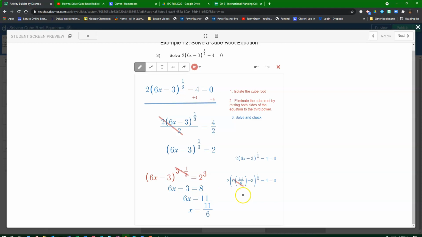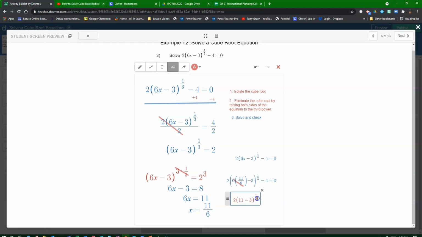So what does that leave me on the inside? That's going to leave me with 11 minus 3. Okay, 11 minus 3. What is 11 minus 3? Well, first of all, let me write this so that you can see what I'm talking about. So I've got a 2. On the inside, I've got 11 minus 3. And that is to the 1/3 power, so I need to raise that to the fractional 1/3 power.